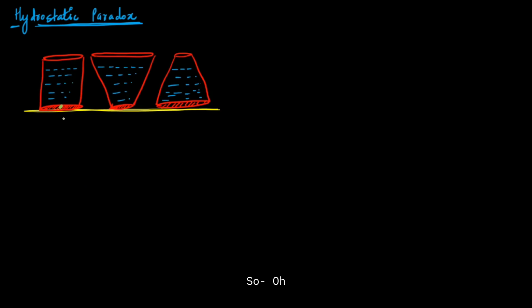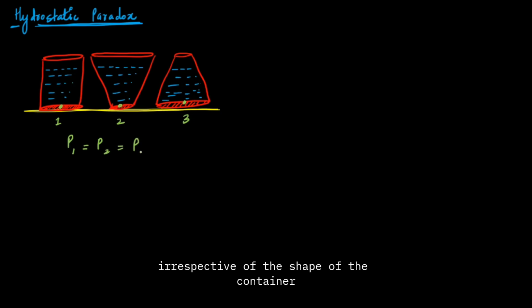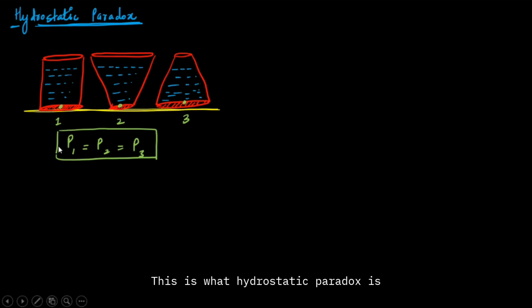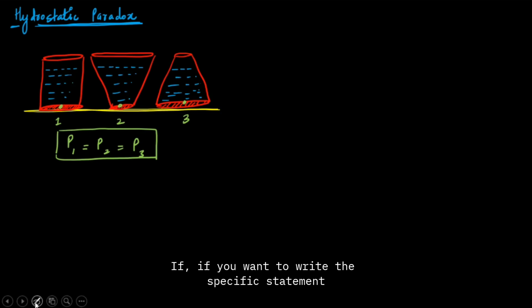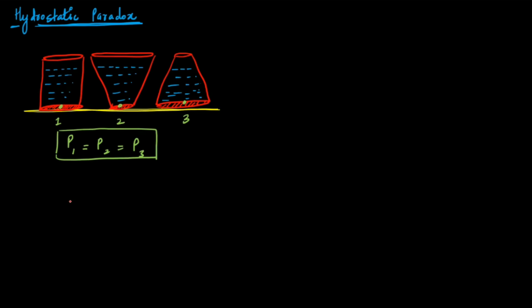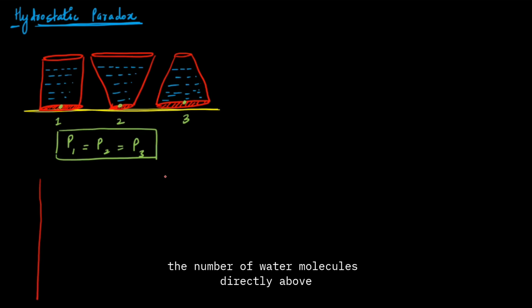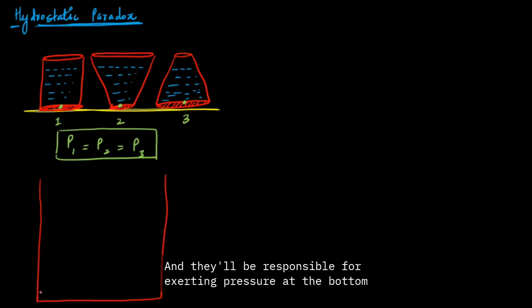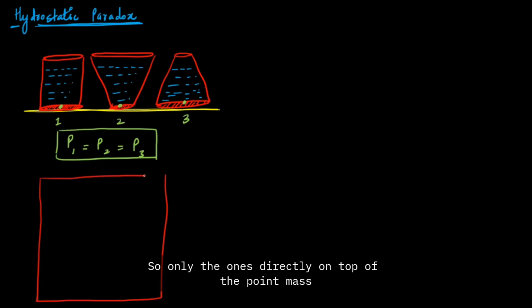Using these 3 points at the bottom, the pressure at all the points must be the same irrespective of the shape of the container. This is what the hydrostatic paradox is. If you want to write the specific statement, you can also do that by using both, although the meaning is the same. Sir, if we make a column between the points, the number of water molecules directly above would be the same, right? Yeah, and they will be responsible for exerting pressure at the bottom. So only the ones directly on top of the point.